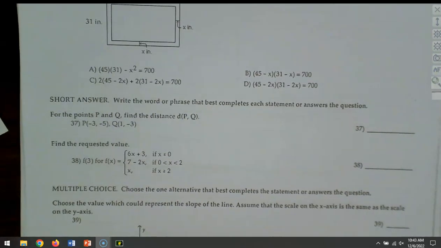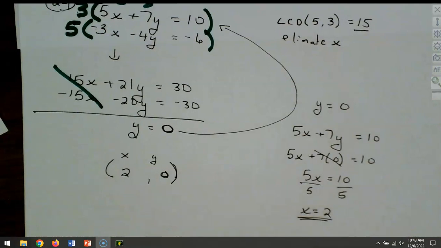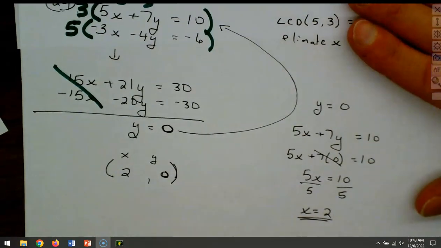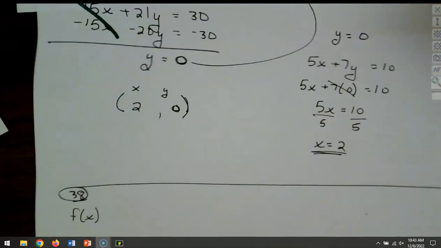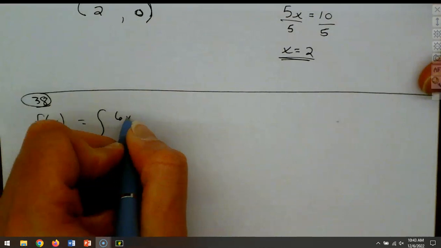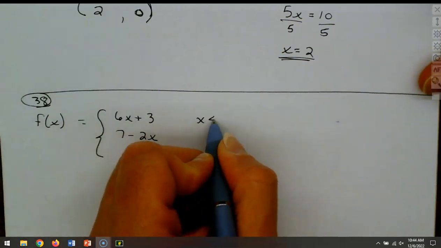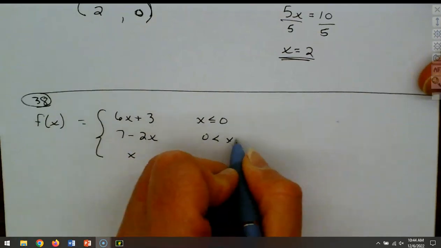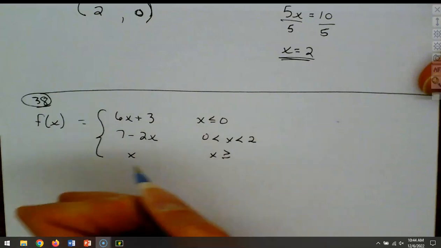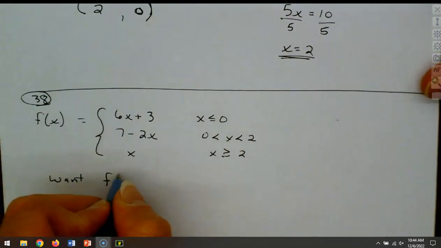Okay, question 38. Another easy question. This is, again, just checking to make sure that you understand how to use one of these piecewise defined functions. So what am I doing here? And there's so little on this one. Again, another concept question. There's nothing to it really. For question 38, they give you a piecewise defined function. And there's conditions on this. Now, what we want here is we want to find f of 3.